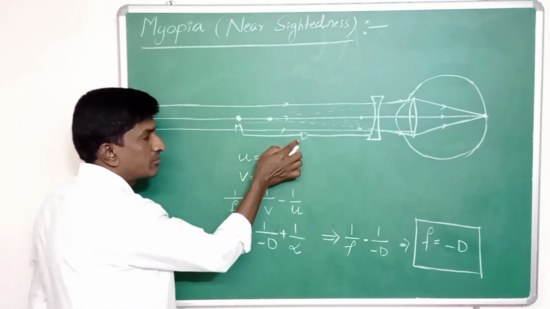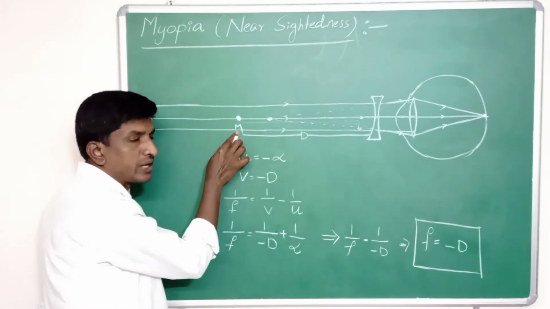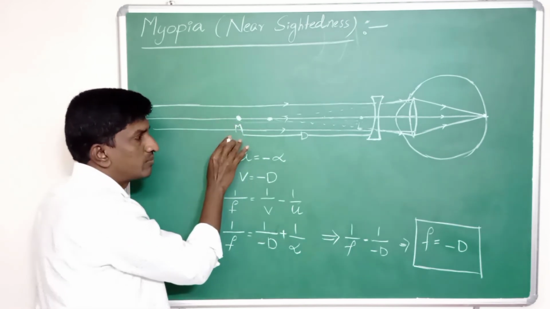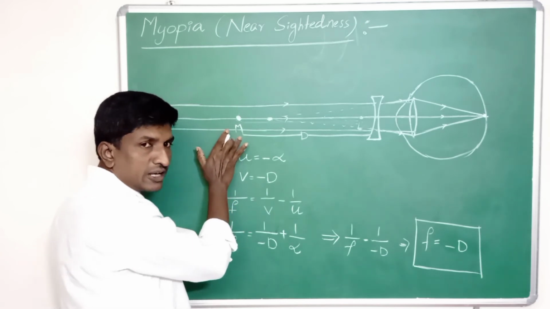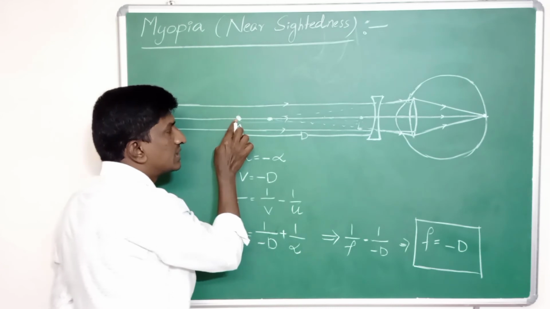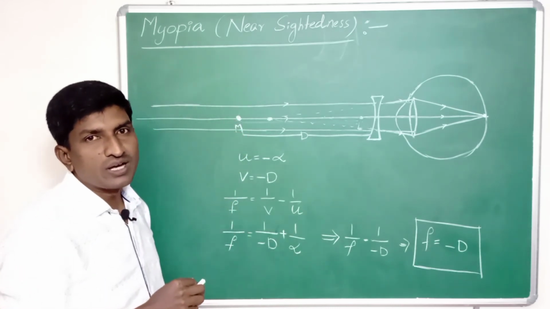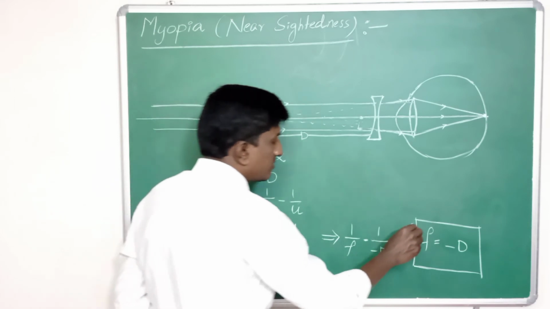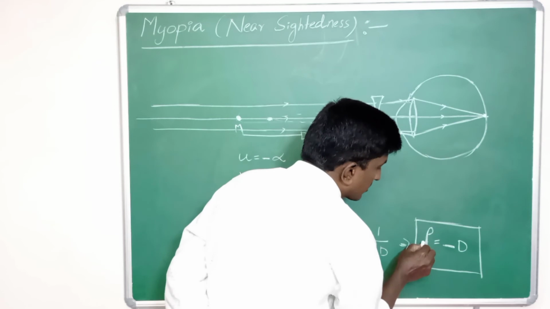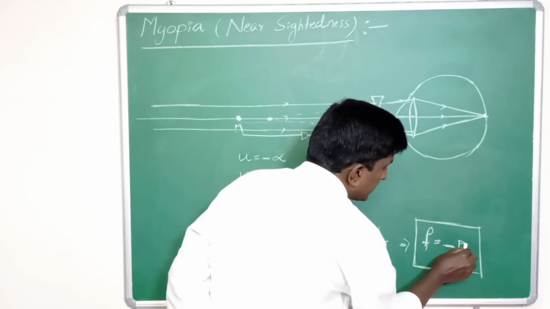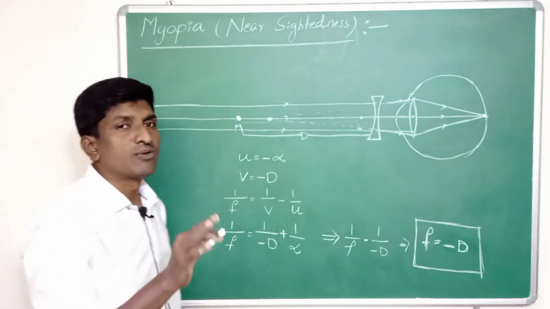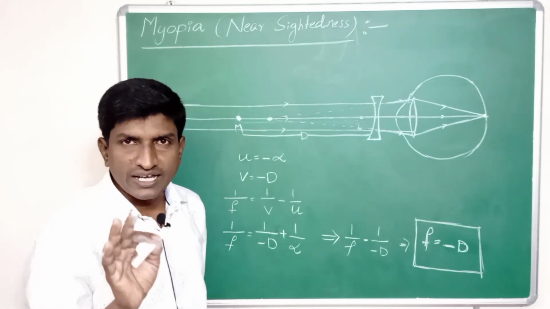Minus D is nothing but the distance of the far point, the extreme point that the eye lens can see. So the focal length of the concave lens which is used to cure or correct the myopia is equal to the distance of the far point from the eye lens. The minus symbol for the focal length indicates that the lens is a concave lens. So always the focal length of the concave lens is negative.